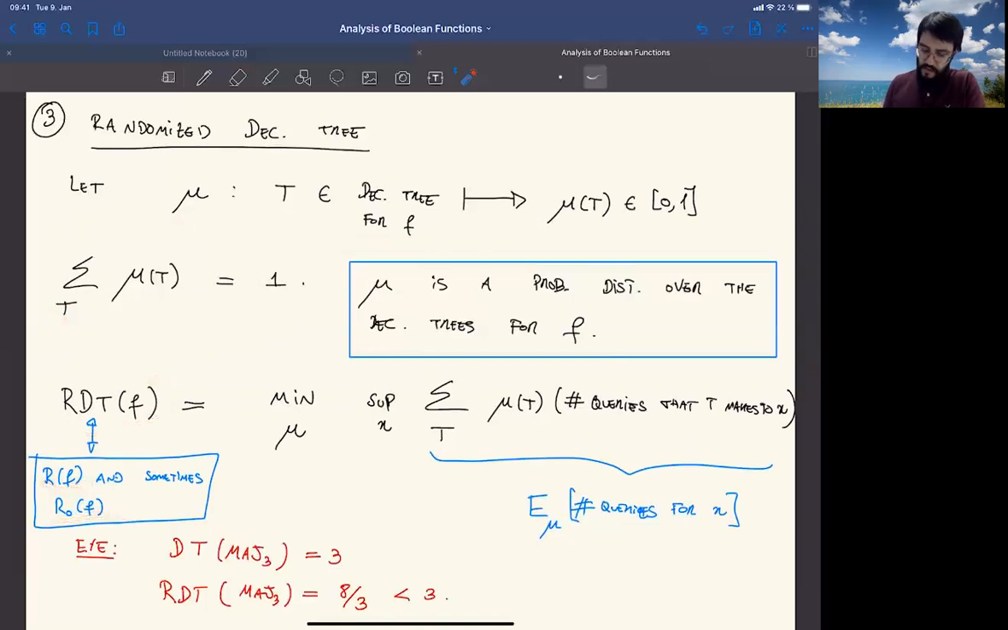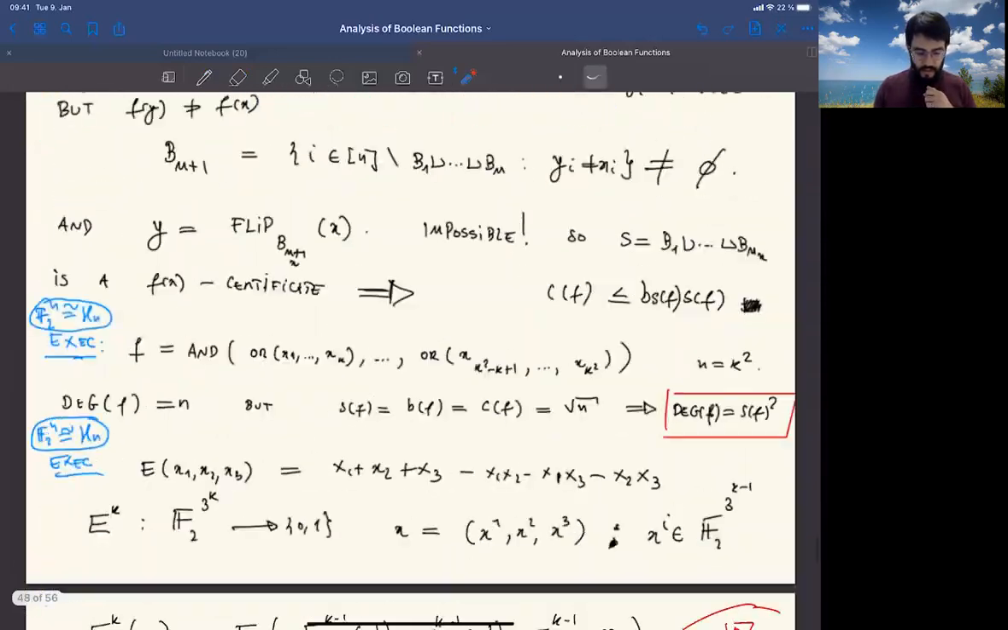But basically what you do is you compute the expectation of the number of queries that you make on a particular input X, over this probability measure. And you take the worst case scenario. So that will bound the expectation from above under this probability measure. And then you minimize over those probability measures. That's randomized decision tree complexity.